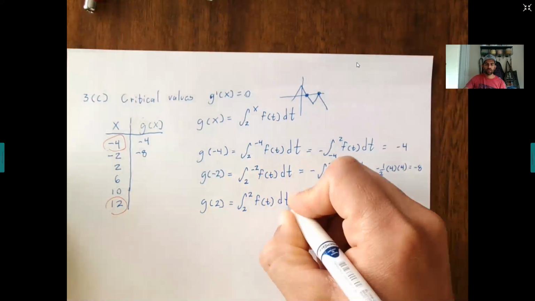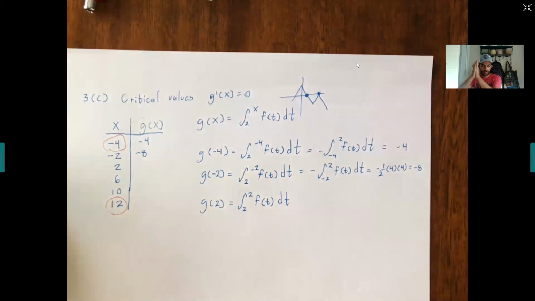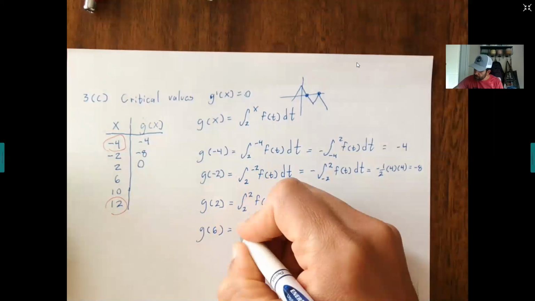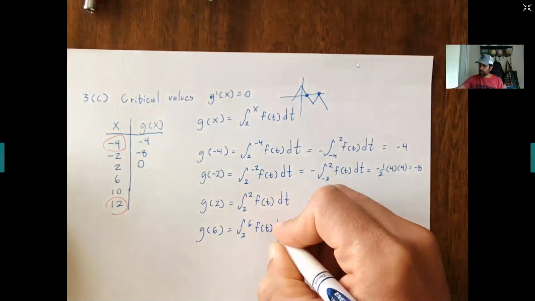G of 2 would be the area under the curve between 2 and 2. Well, the area between 2 and 2 is nothing. That's just a line. Okay, so I can put a 0 here. Does that make sense? And then so on and so forth. So for example, in 6, I did the same thing. I'm just figuring out the area between 2 and 6. So I'm looking at my triangle between 2 and 6.